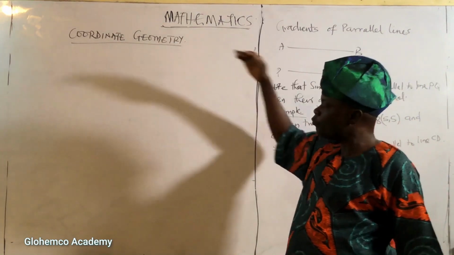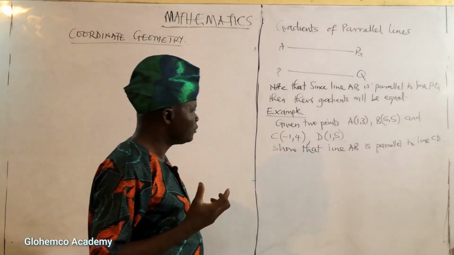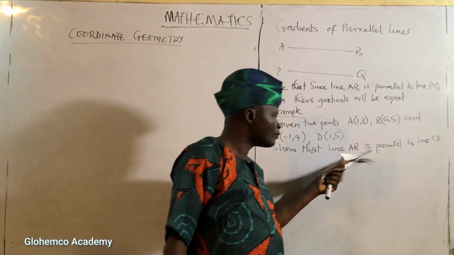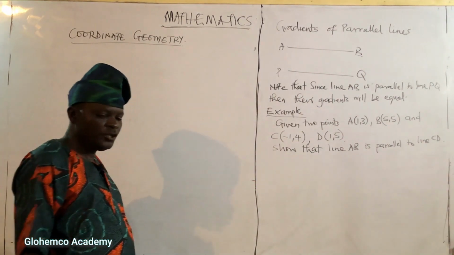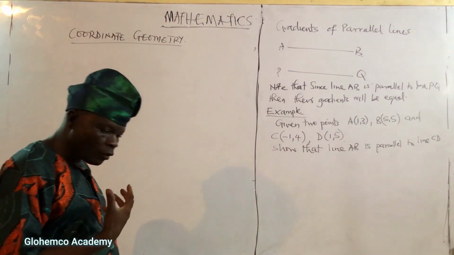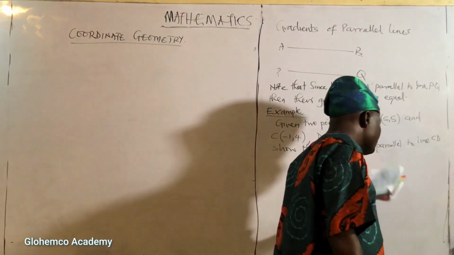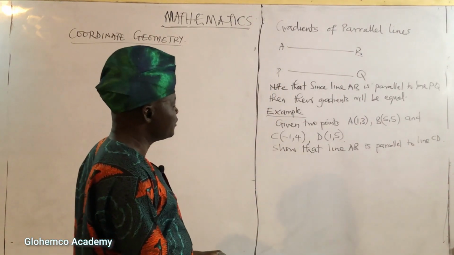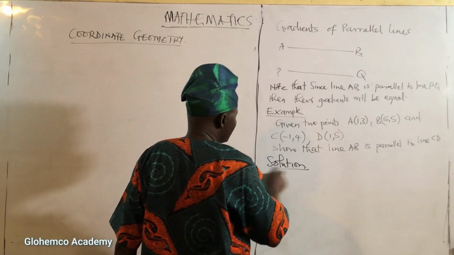If line AB will be parallel to CD, there is a condition under coordinate geometry. The condition is that the gradient of line AB must be equal to the gradient of line CD. If the two lines' gradients are equal, then we can now conclude that line AB is parallel to CD.